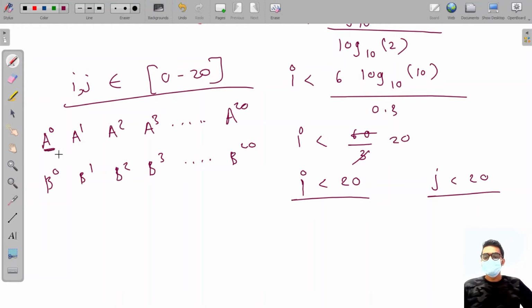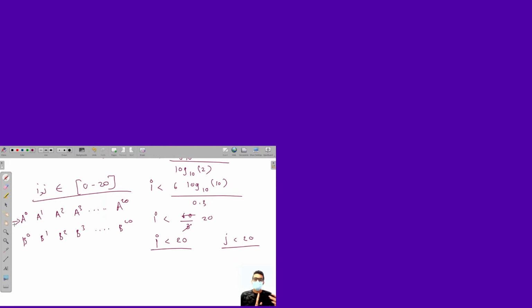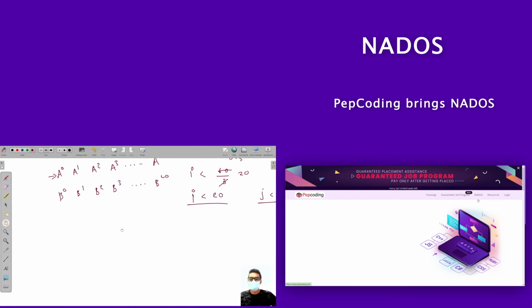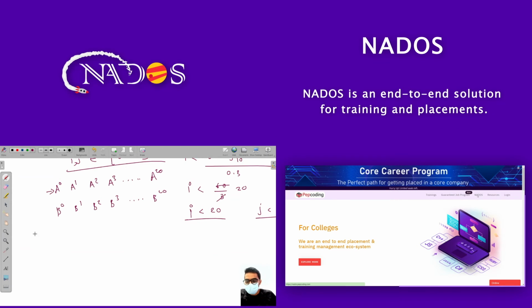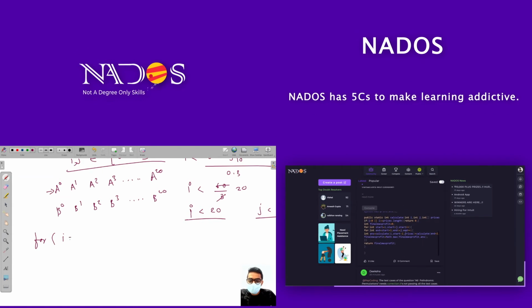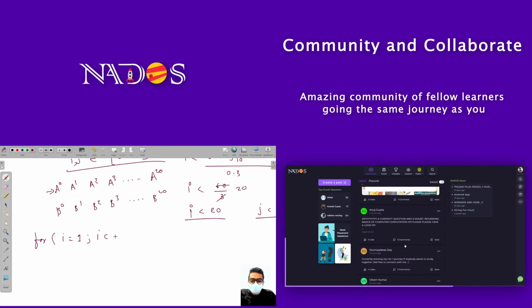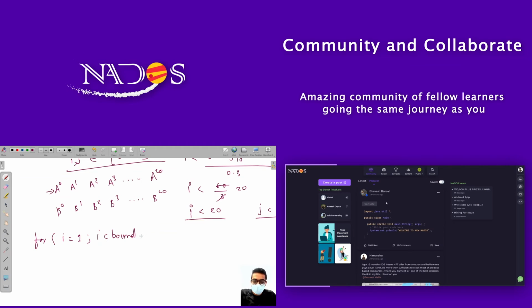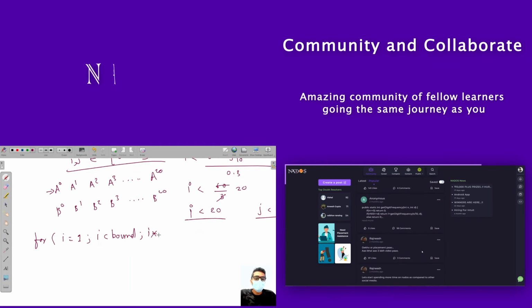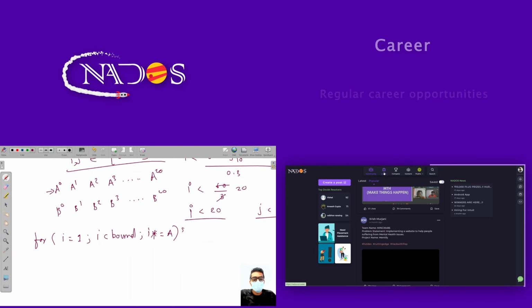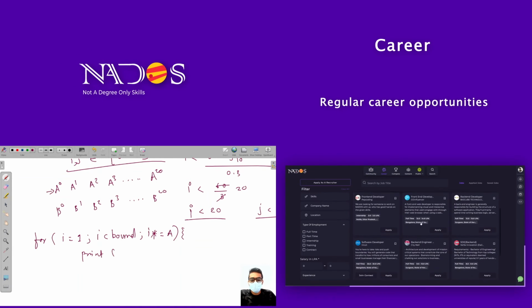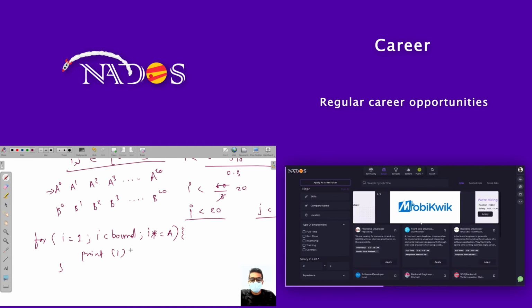So a raised to 0 can make a combination with all of these, 1 can make a combination with all of these, 2 can make a combination with all of these, and 3 can also make a combination with all of these. For achieving these combinations, we are not going to use the power function; we are going to use a for loop here. Let's see some pseudocode. For loop, i starts from 1 and i is less than bound. After that, i multiply equals a, and let's print i. So this is the end of the for loop.